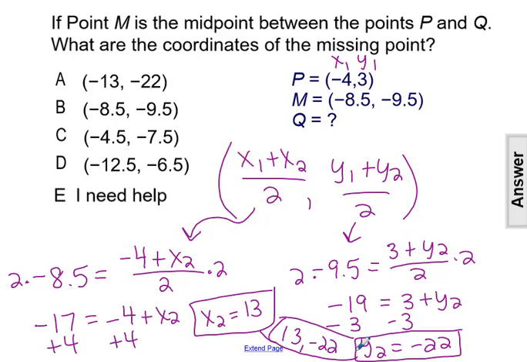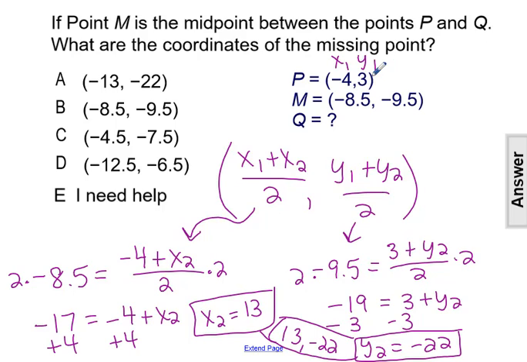And that was with our first method of using the midpoint formula to solve for that missing endpoint, the x2 and y2 in the formula. But we can also use a different method of using the relationship between that first point and the midpoint and using it to mirror it for the other point.